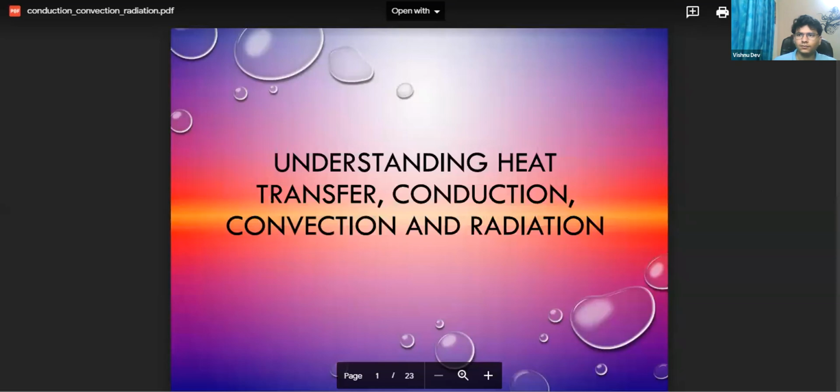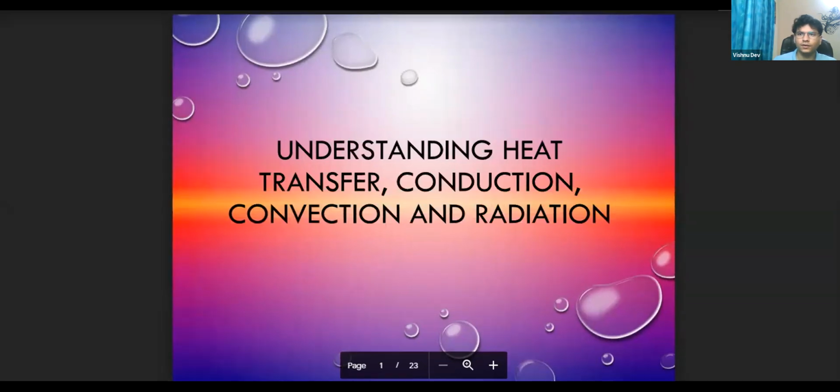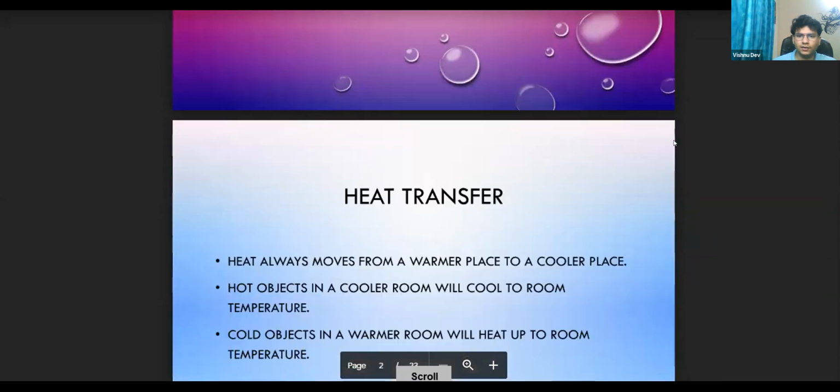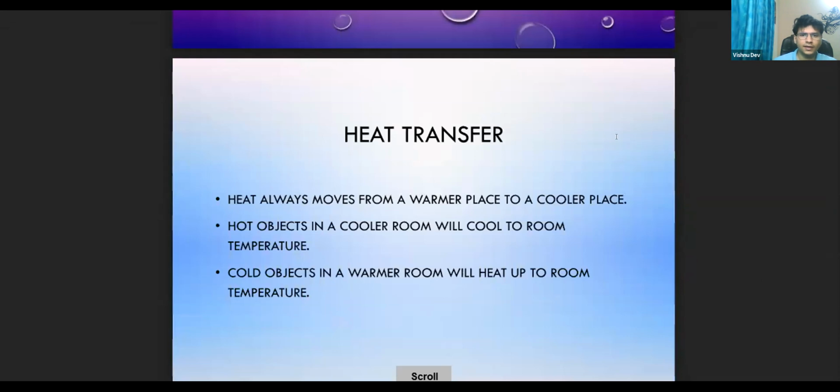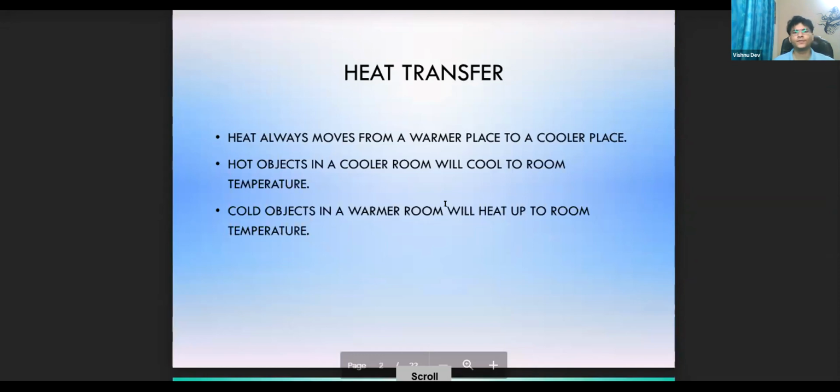Okay, very good. So if you see this, this is the PPT that I'll share. First we studied heat. Heat always moves from warmer place to cooler place. We also studied why heat moves from warmer place to cooler place, because of the energy. The kinetic energy of atoms of warmer objects will be more as compared to the kinetic energy of atoms of the objects at cooler place.